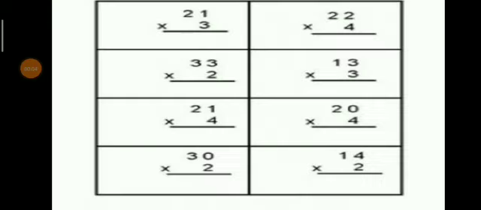Students, now here are some questions for you related to this chapter. I would like you to note down the questions in a rough copy and solve them.